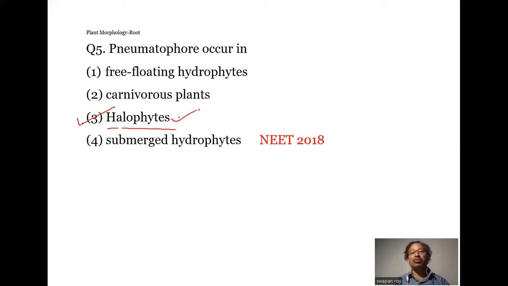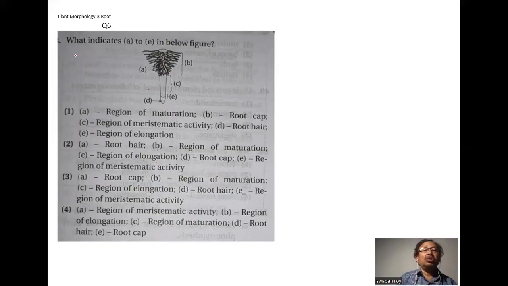Halophytes are the plants which grow in highly saline soil. Question number 6, the diagrammatic representation of the parts of the roots and their function. What indicates A to E in the below figure? A is the root hair, B is the region of maturation, C is the region of elongation, D is the root cap, and E is the meristematic region. So our answer will be option number 2.